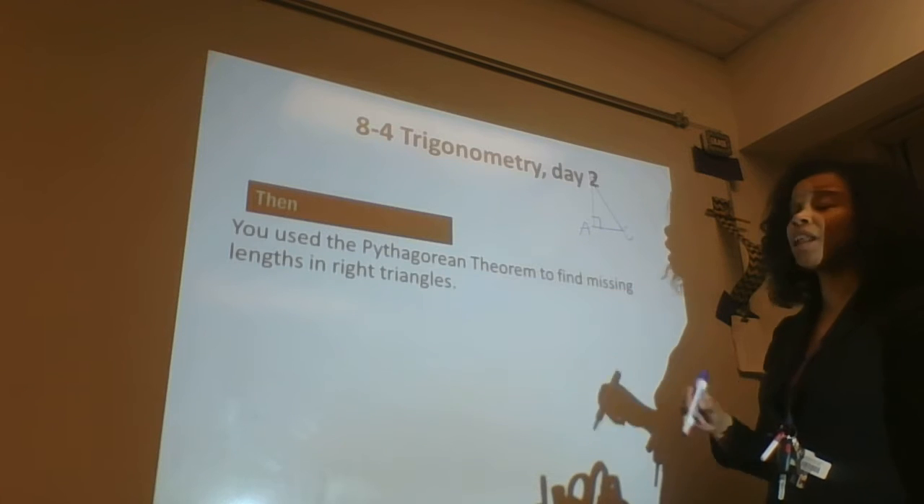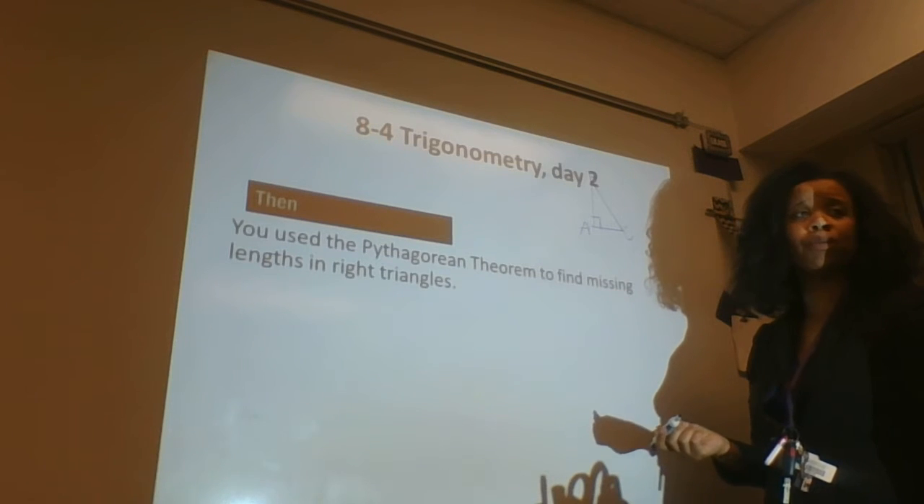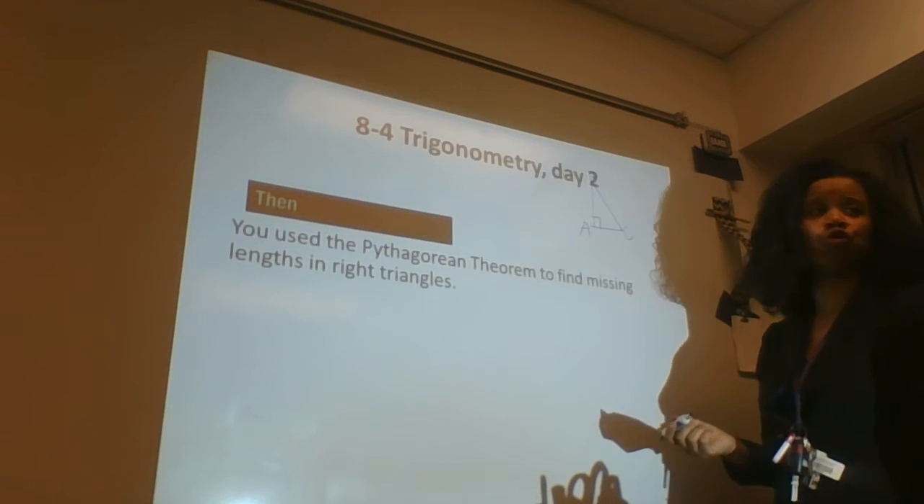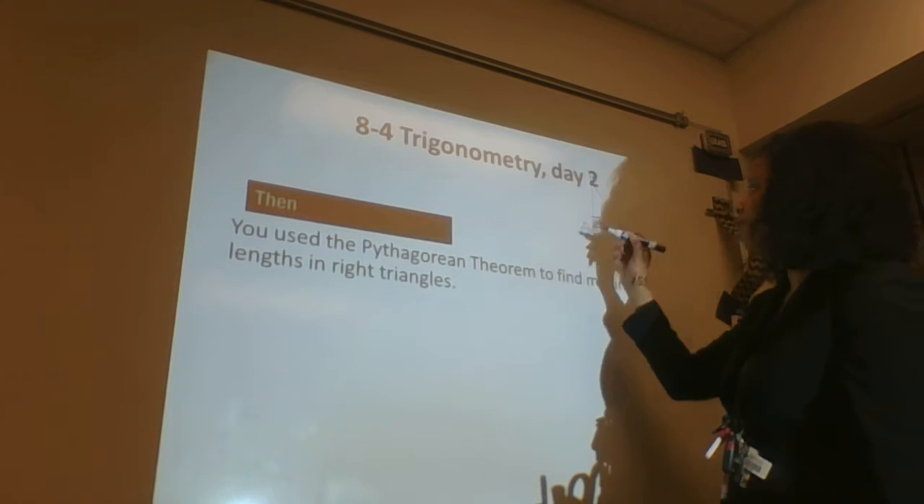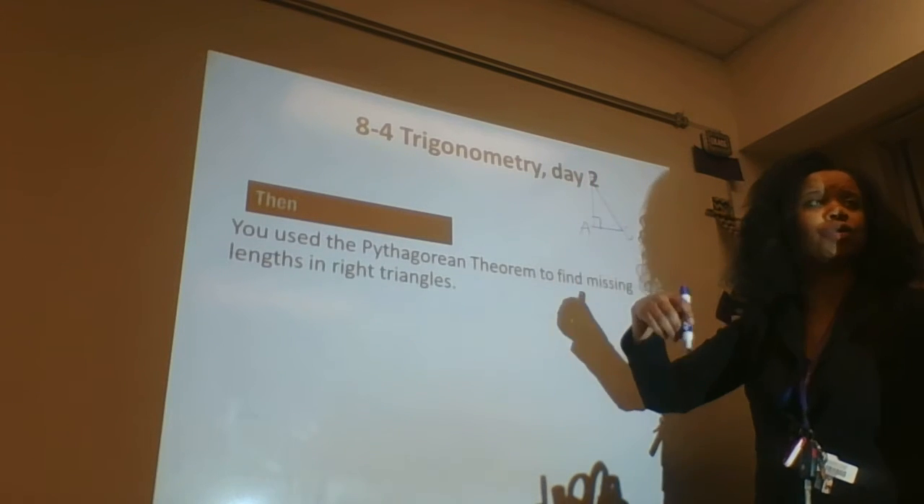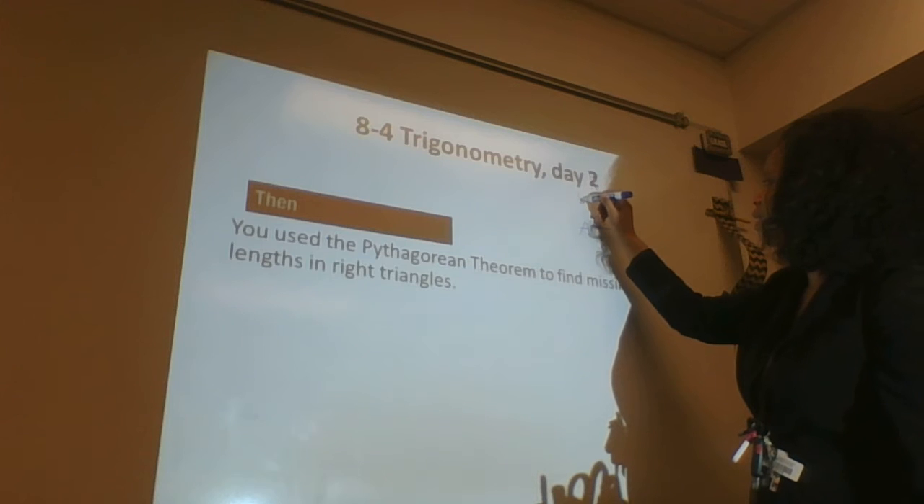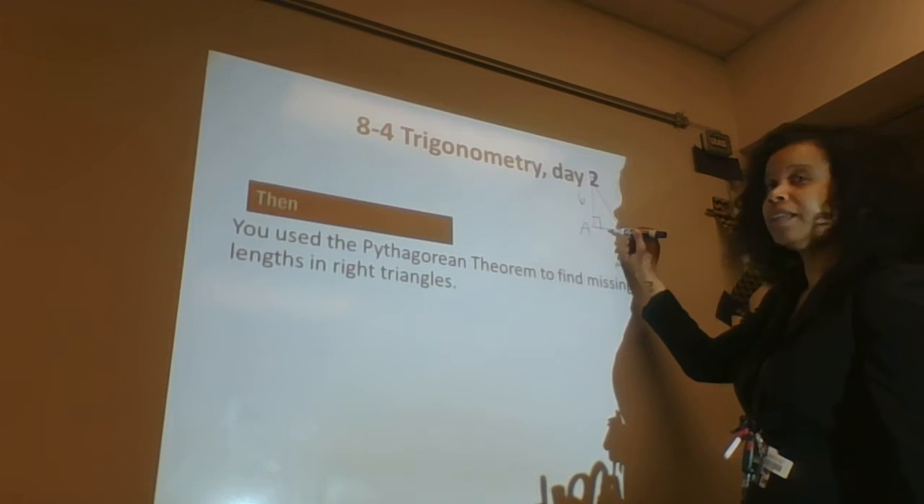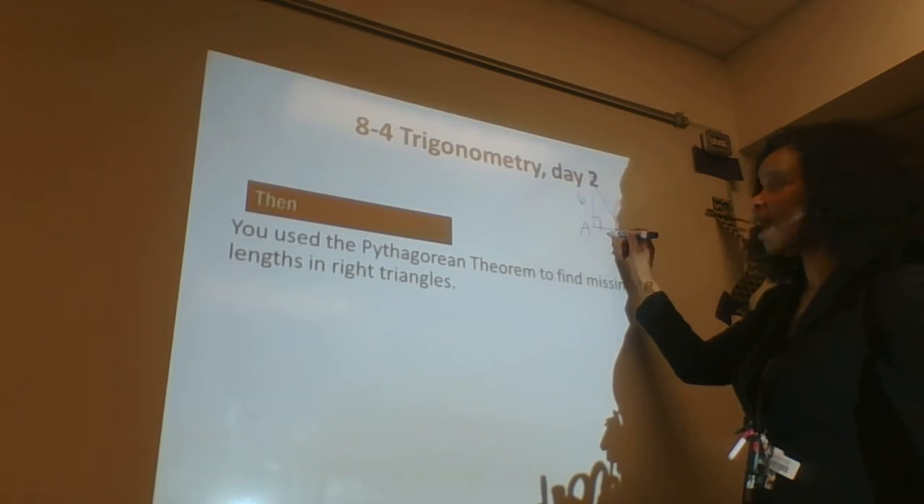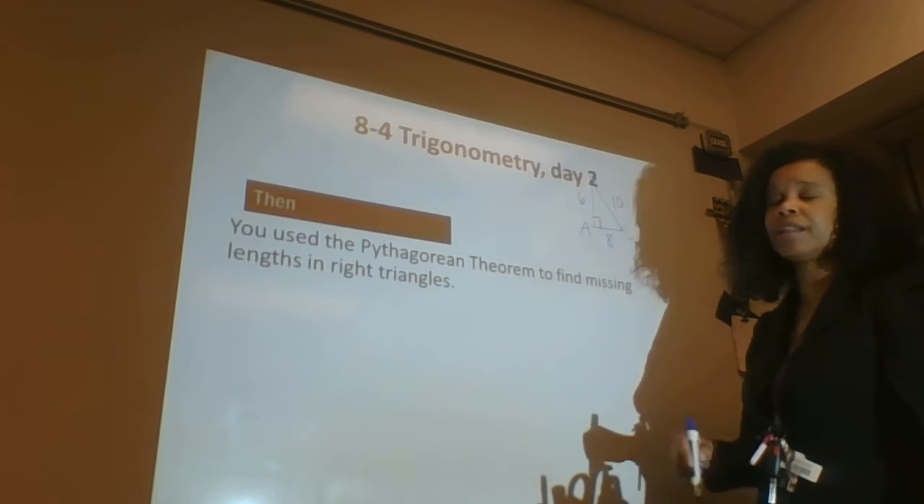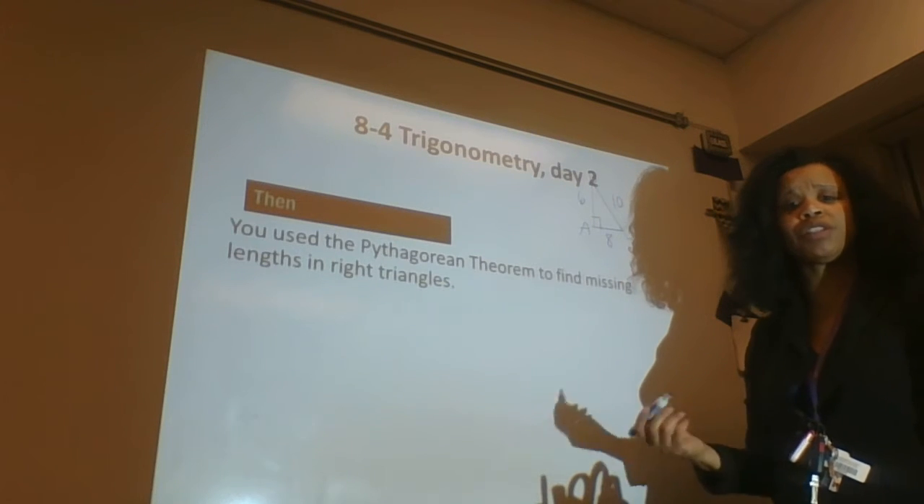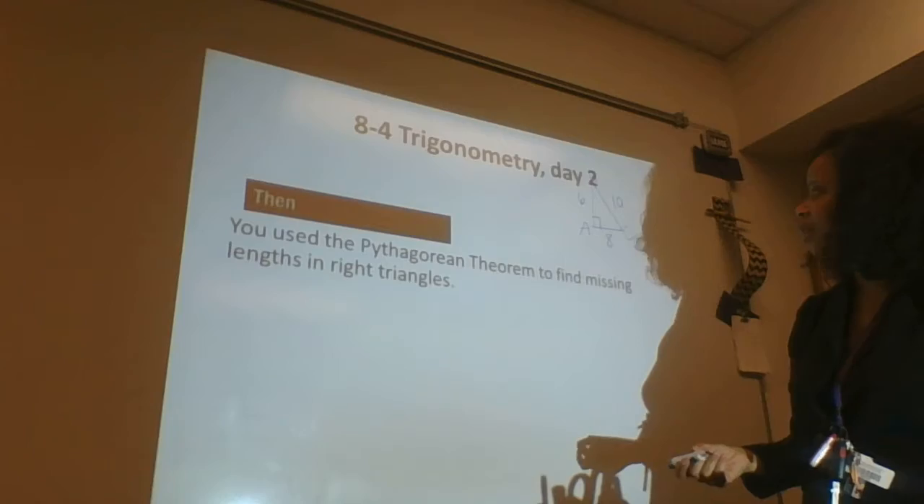Let's go ahead and use a Pythagorean triple. Give me a triple, someone. 3, 4, 5. Let's multiply it by 2. It's going to be what? 6, 8, 10. All right? That's a triple. Remember, it's proportional. It still works.